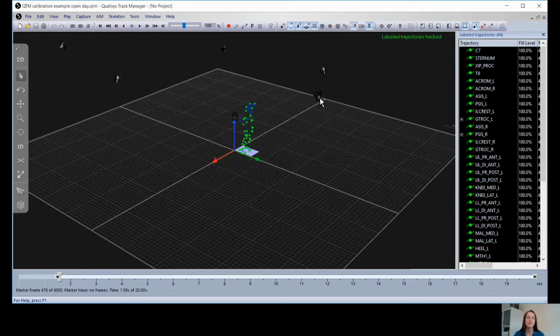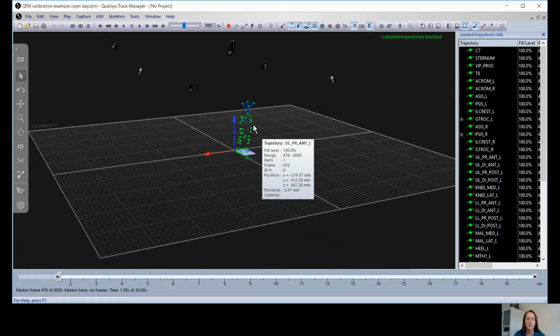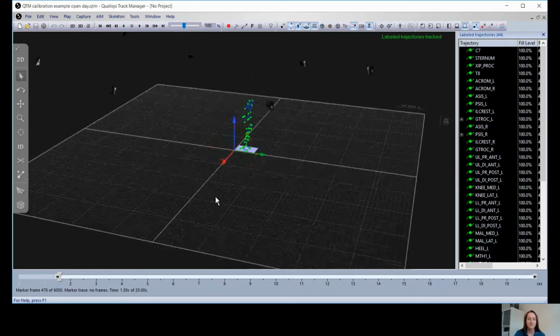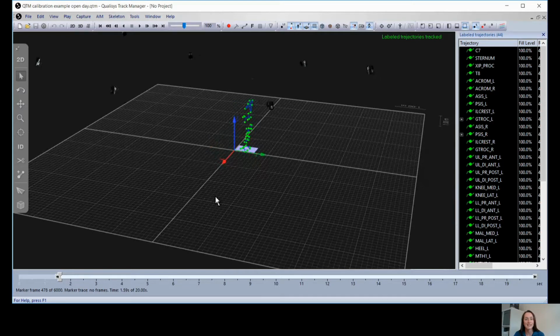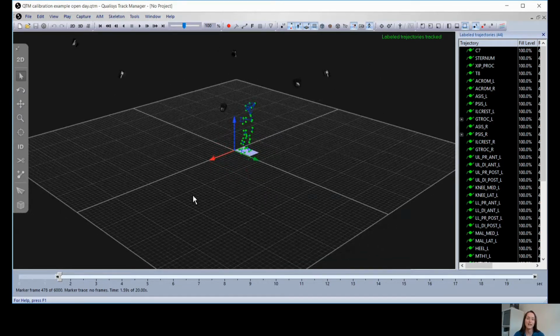Briefly, the cameras work by emitting infrared light into the room, and this light reflects off reflective markers, which have been placed, often, on specific anatomical positions on our participant. That light then reflects back into the camera, and so the camera can identify at least the 2D coordinates of each individual marker in the space.